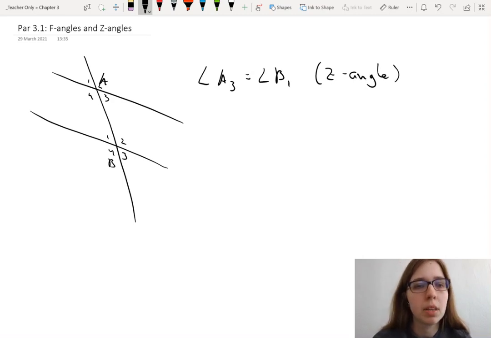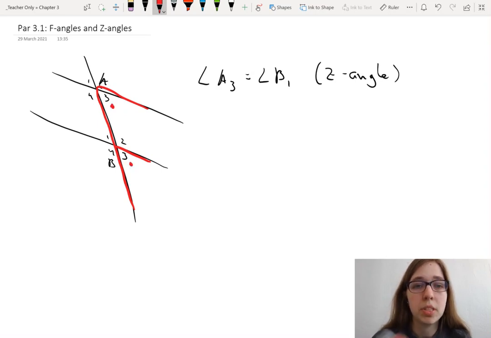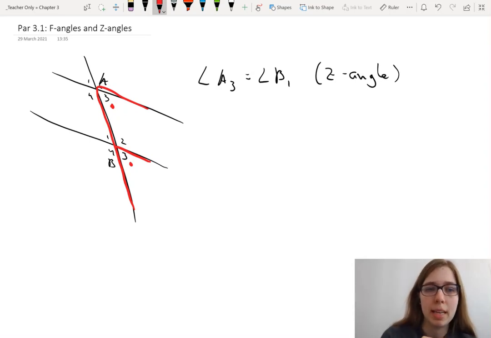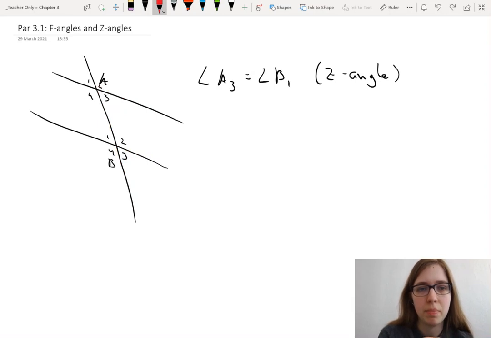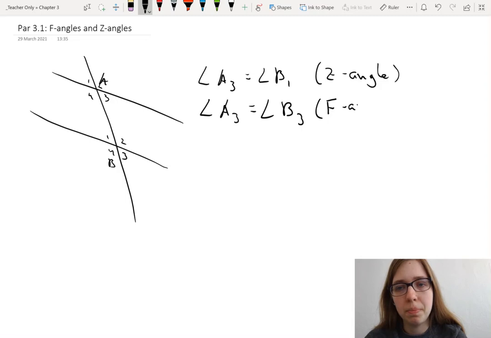I can also use my F angles, for instance here, and then it is about this angle and this angle, the ones underneath my F basically. So A3 is the same as B3. Let me also write that down. And this time as an F angle.